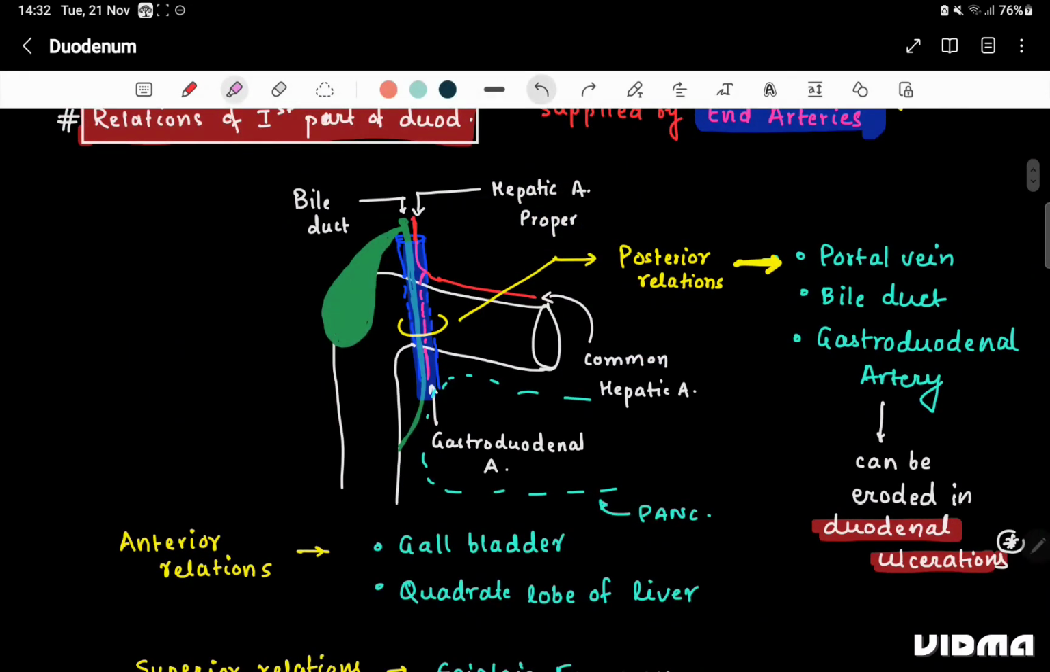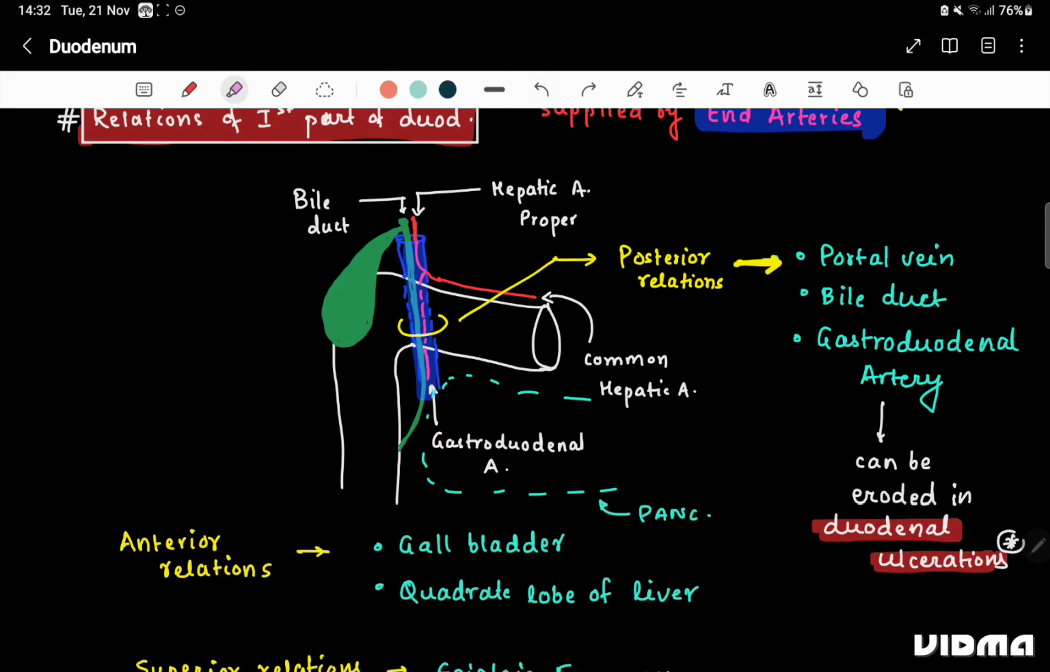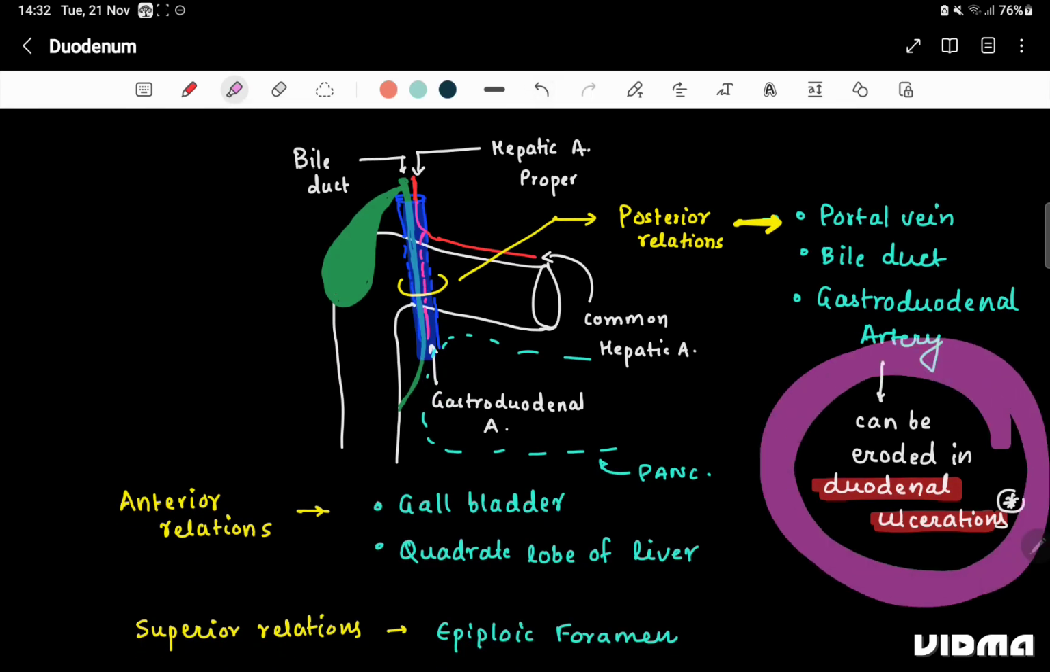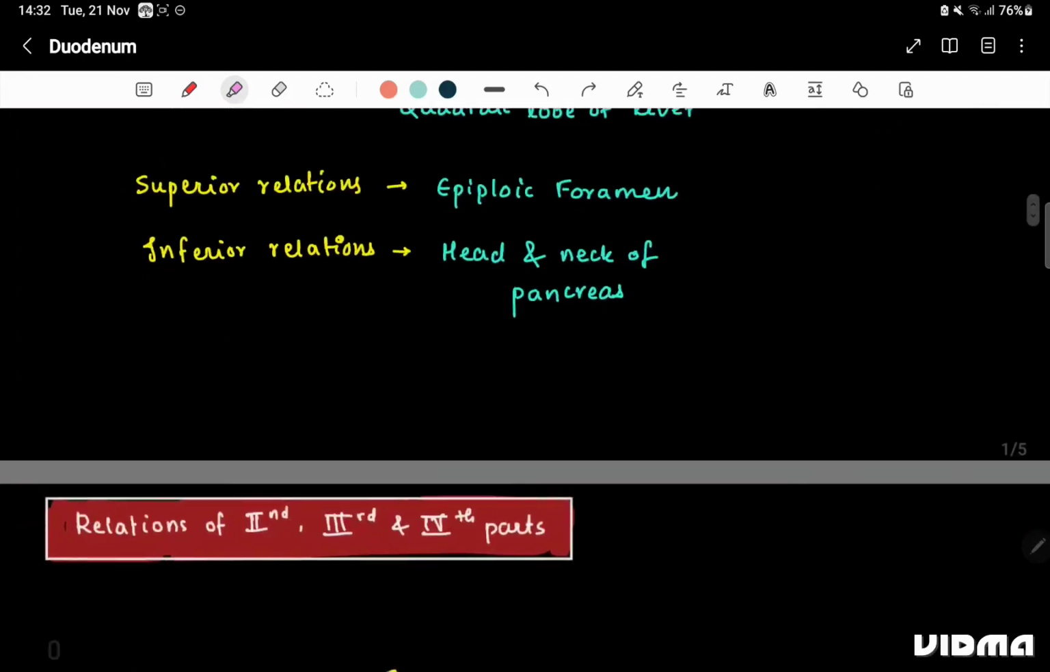And posterior relations, what are present posteriorly? Posteriorly you have the portal vein. Remember, this is the portal vein, and your bile duct is going through this, and your gastroduodenal artery. Just remember that this gastroduodenal artery can be eroded in duodenal ulcerations.